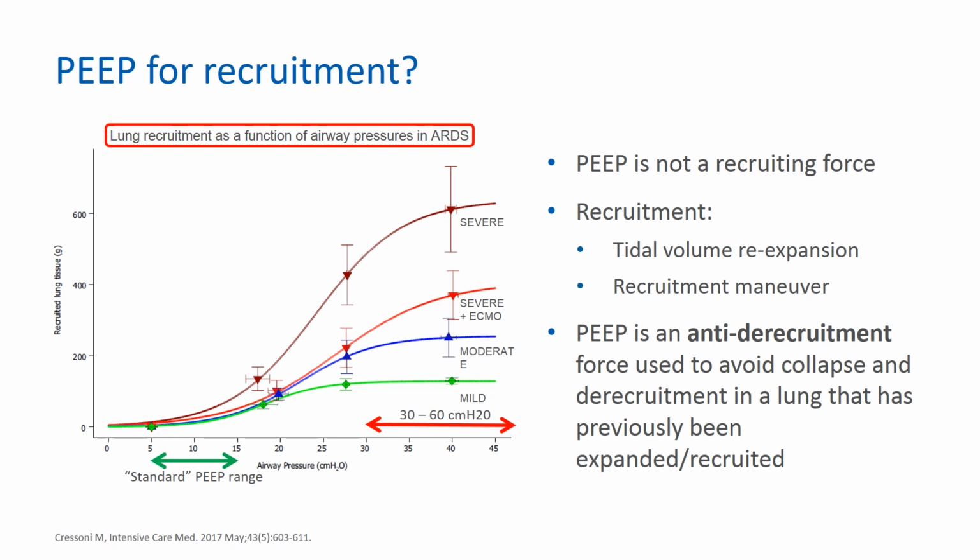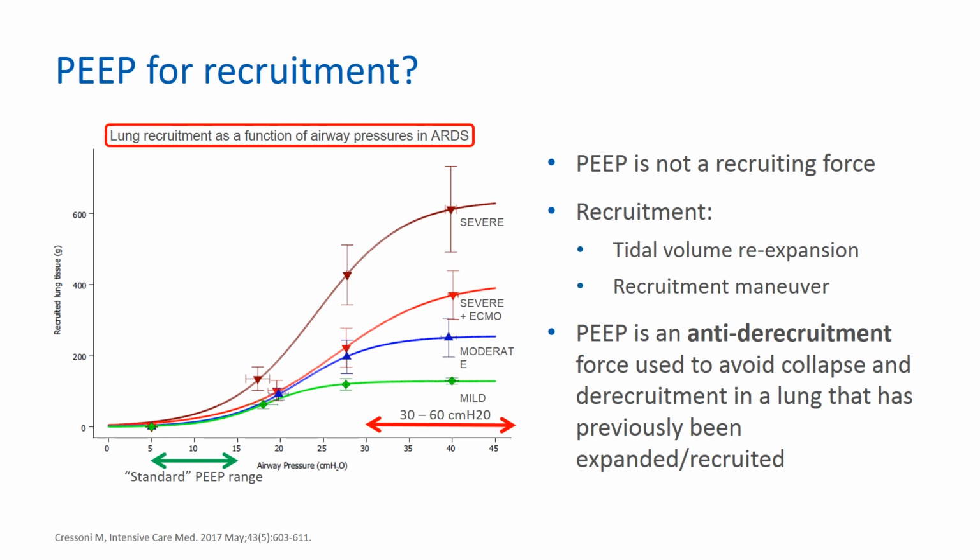Thus, increasing PEEP will overdistend the already aerated lung and will recruit only a small amount due to the increase in pleural pressure. There is recruitment occurring at each tidal inflation that is called re-expansion. However, a collapsed lung can be recruited by using a transient increase in transpulmonary pressure, which is called a recruitment maneuver. PEEP is then used to avoid collapse and de-recruitment of a lung that has previously been expanded or recruited.